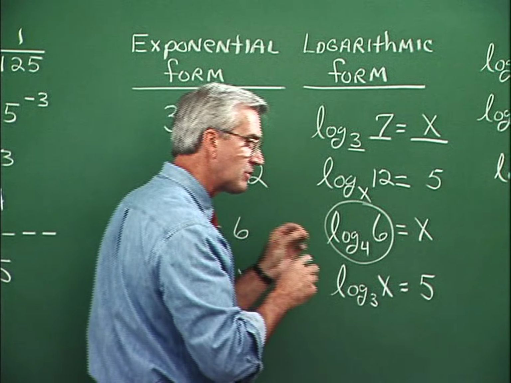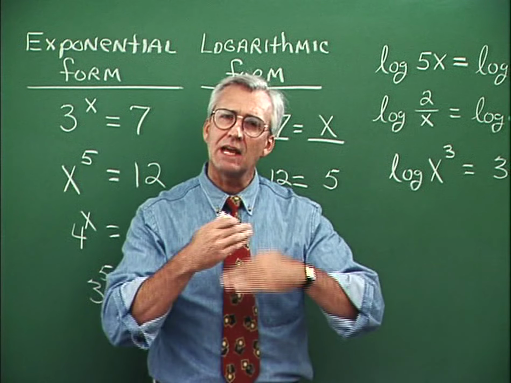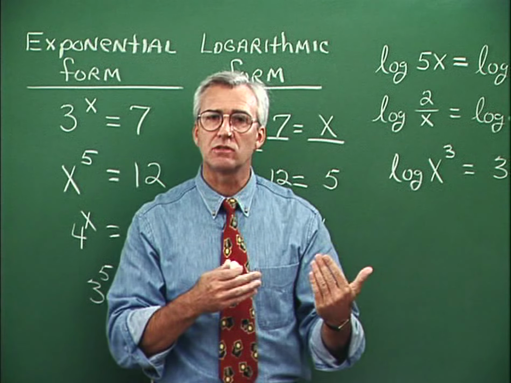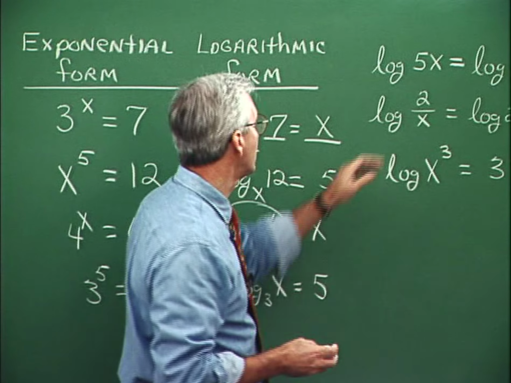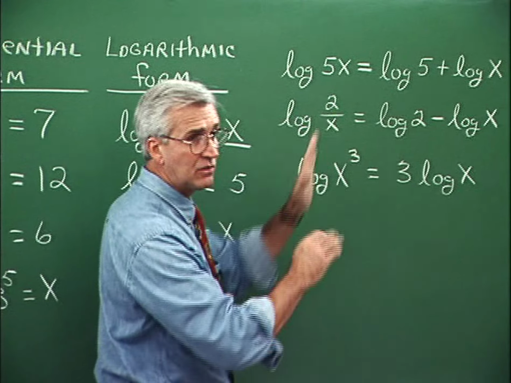That is, in the world of exponents, when you're multiplying like bases, you add exponents. When you divide like bases, you subtract exponents. And that corresponds with properties of logarithms. Here, for example, the log of 5x, these are properties. Sometimes this is called the multiplication rule or the product rule or the product property, whatever.